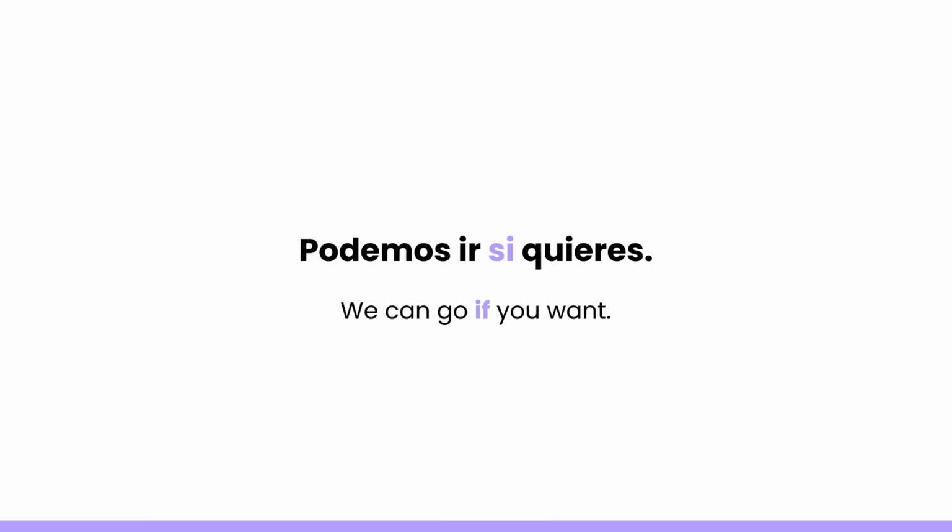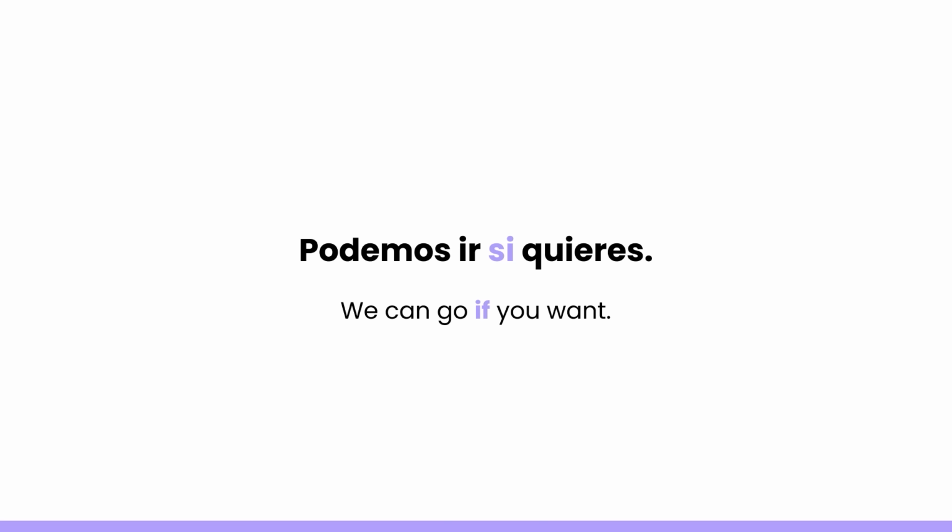If we break the sentence down a bit more, Podemos is we can or we are able to, ir is to go. So we can go, podemos ir. Si, if. Quieres, you want. So we can go, or we are able to go, if you want.